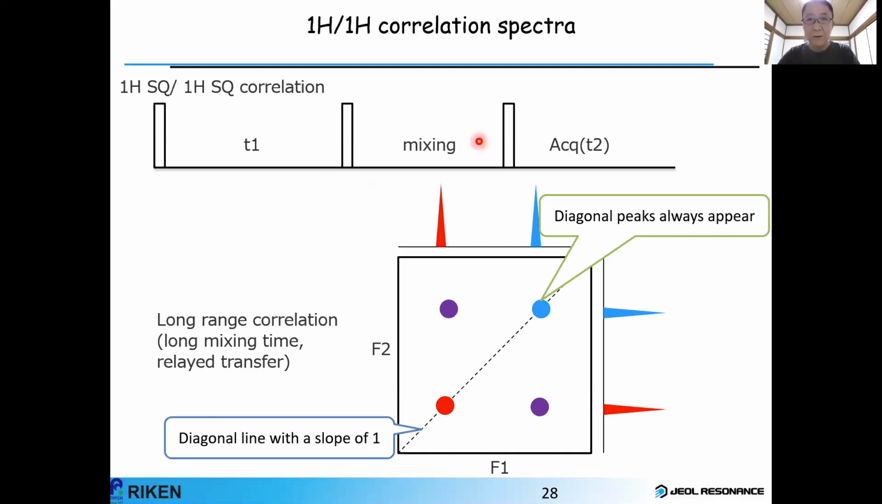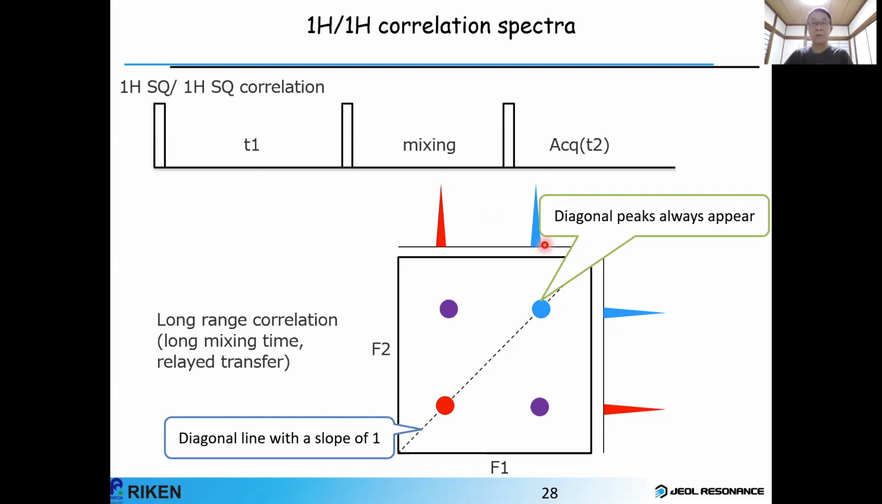Okay, so the final topic is the 2D experiment, proton detection experiment. Obviously, the easiest 2D experiment is the proton-proton correlation experiment. This is just a NOESY experiment. We have single quantum evolution in this dimension, and we have mixing time, and finally we observe the NMR signal. In this experiment, we can obtain the proximity between spin A and spin B from this cross peak. If we have a cross peak, we can say these two are close to each other.